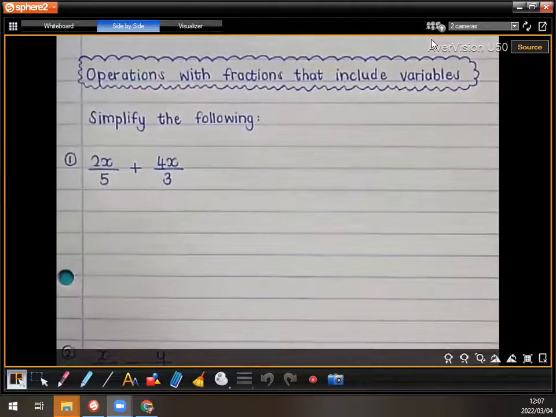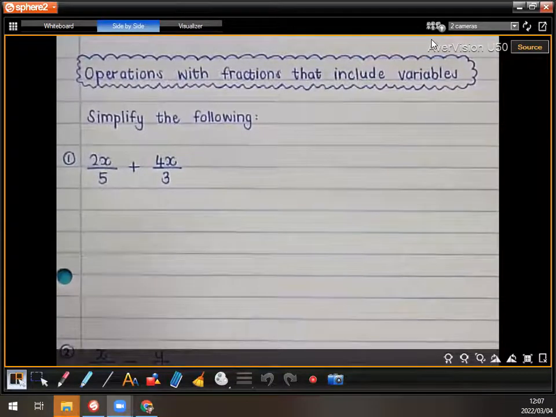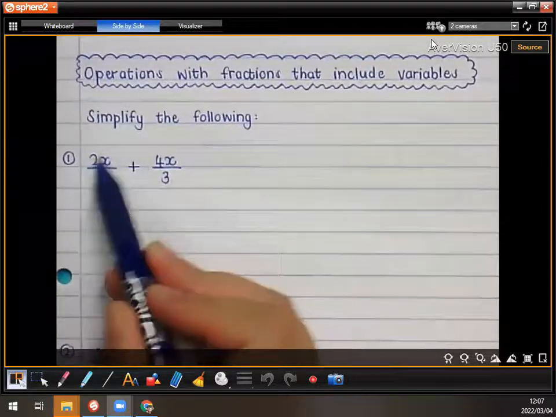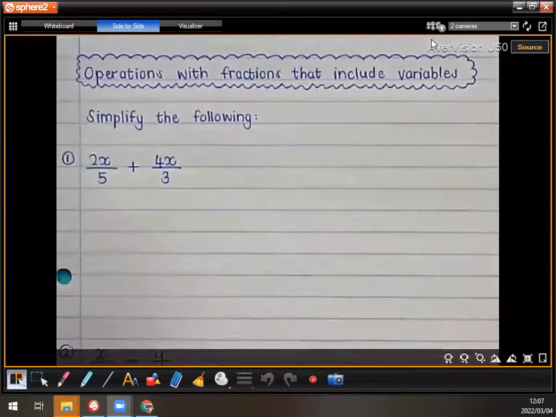Do we remember what a variable is? It's a letter, hey? A variable is a letter. So like you can see here, we have x's now. We have an x there and an x there.